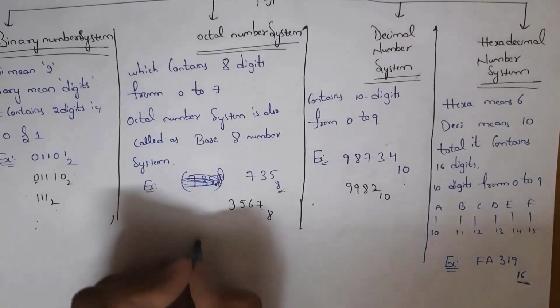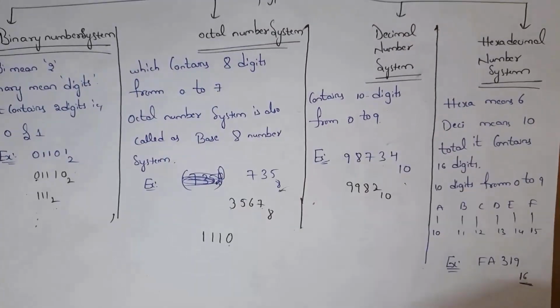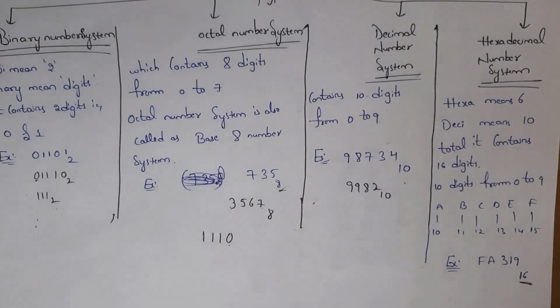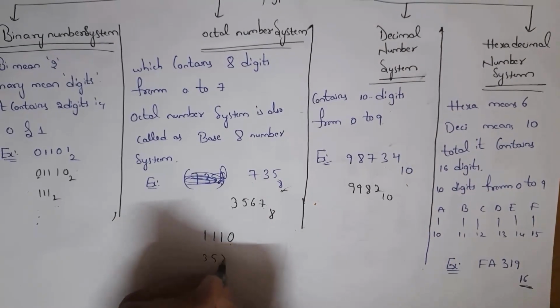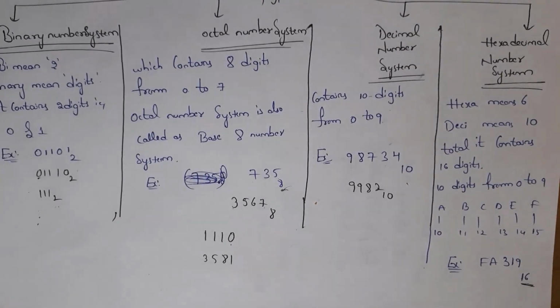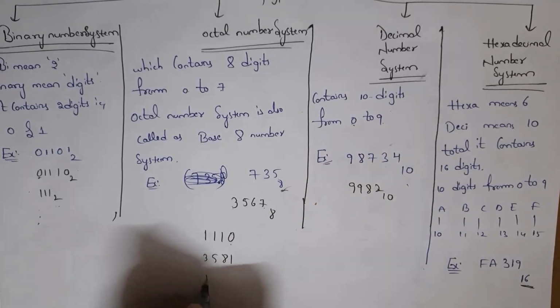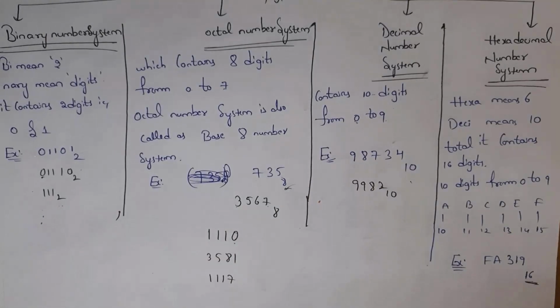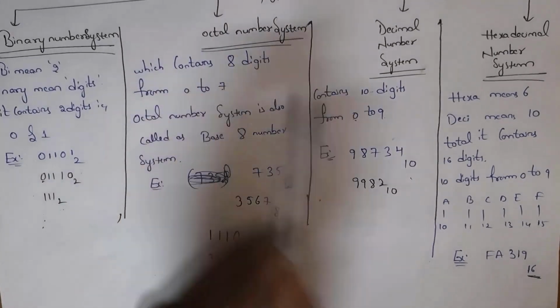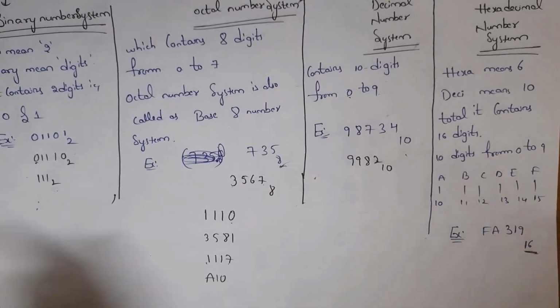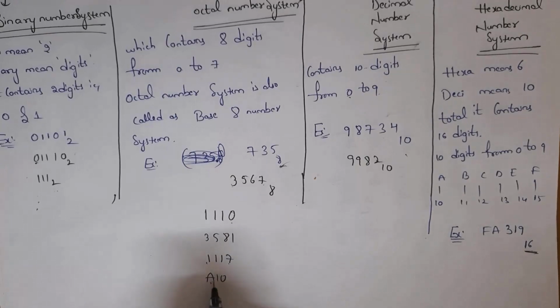For example 1110. We call it as binary number system because it contains 0 and 1. For example 3581. We call it as decimal number system because it contains numbers from 0 to 9. For example 1117. We call it as octal number system because numbers are in between 0 and 7. A10. We call it as hexadecimal number system because it contains alphabet A.